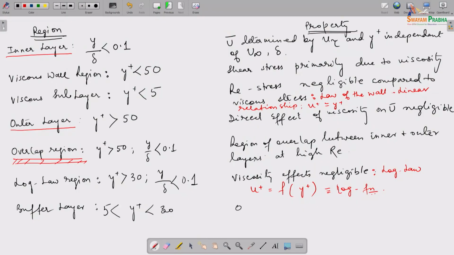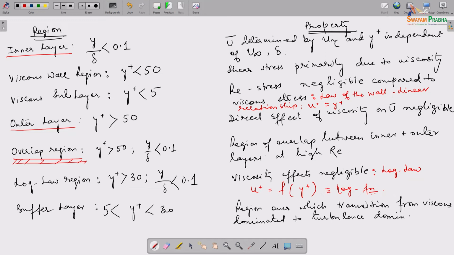Yeah, so I think the way I would write this is: overlap region, region over which transition from viscous dominated to turbulence dominated flow happens. That's how I would write it.